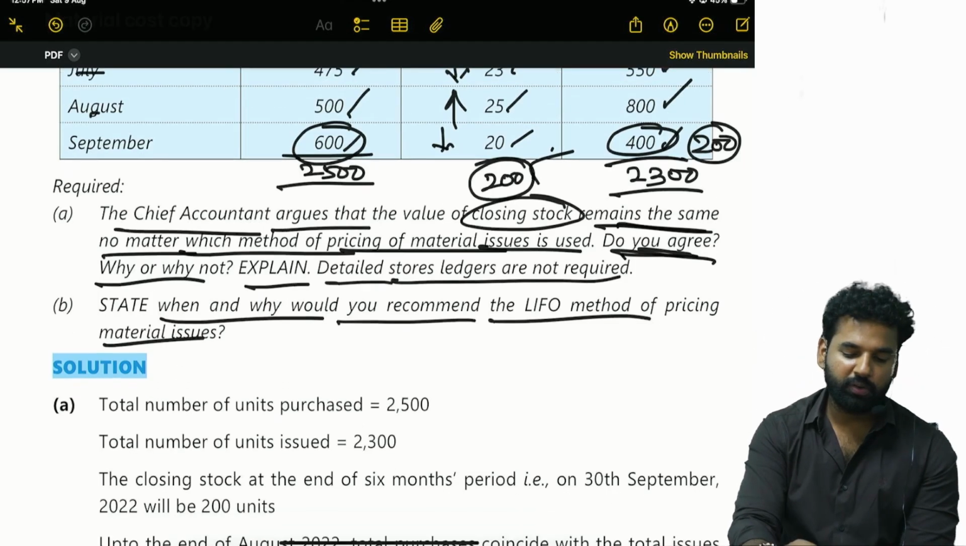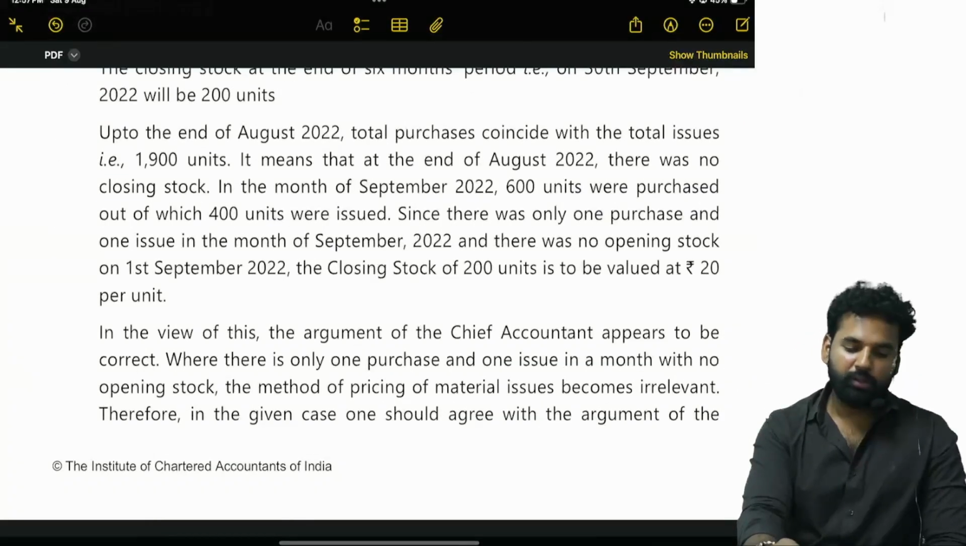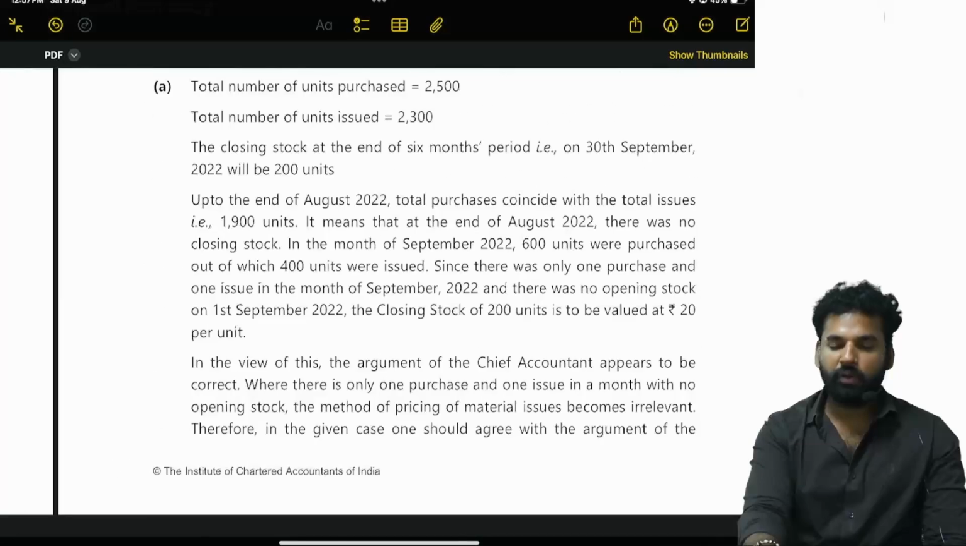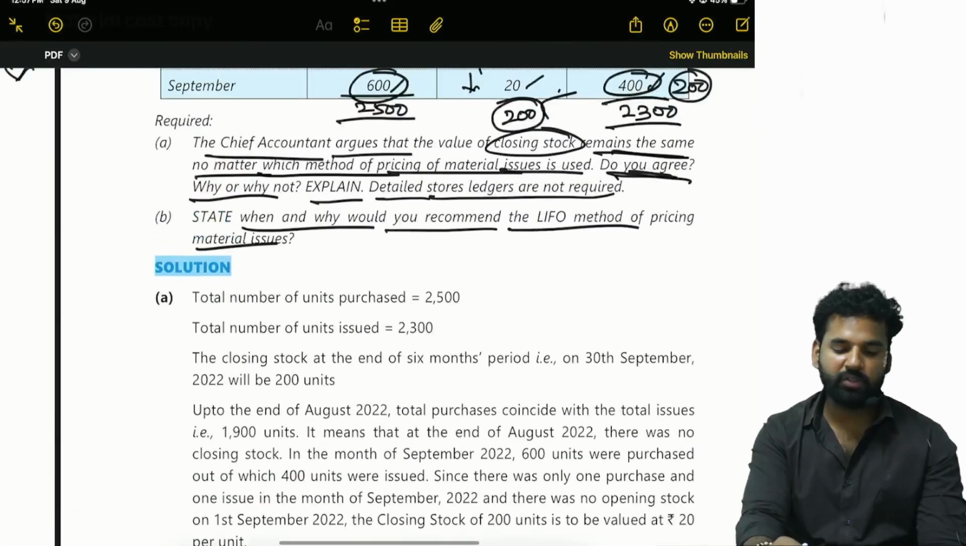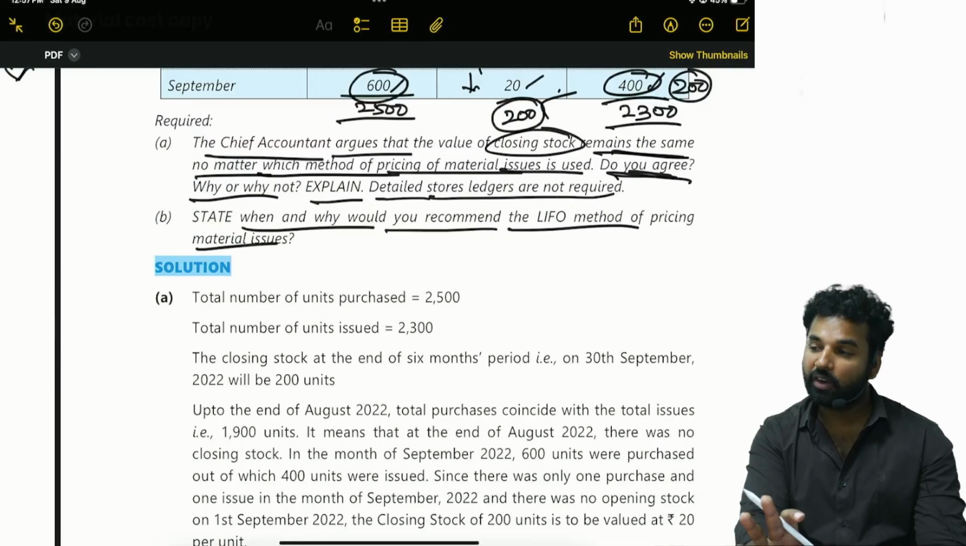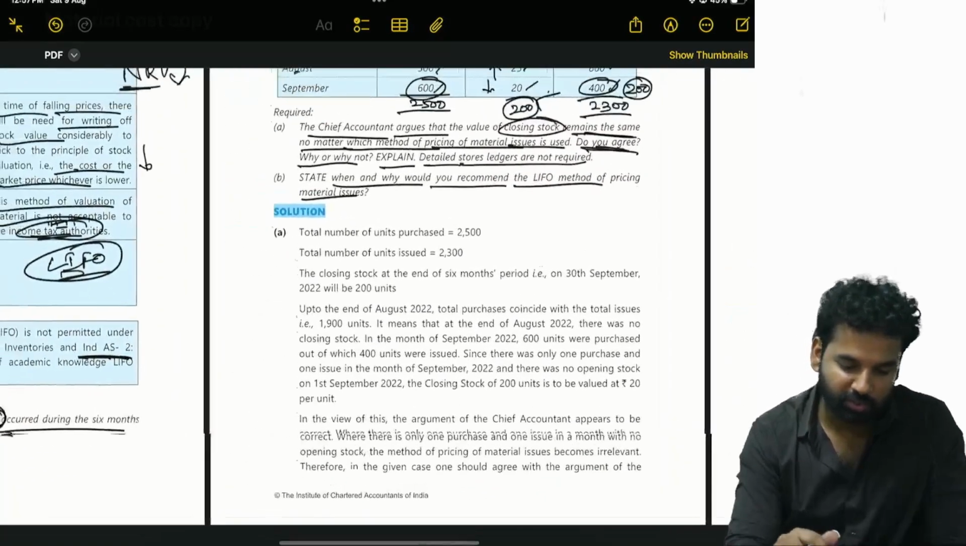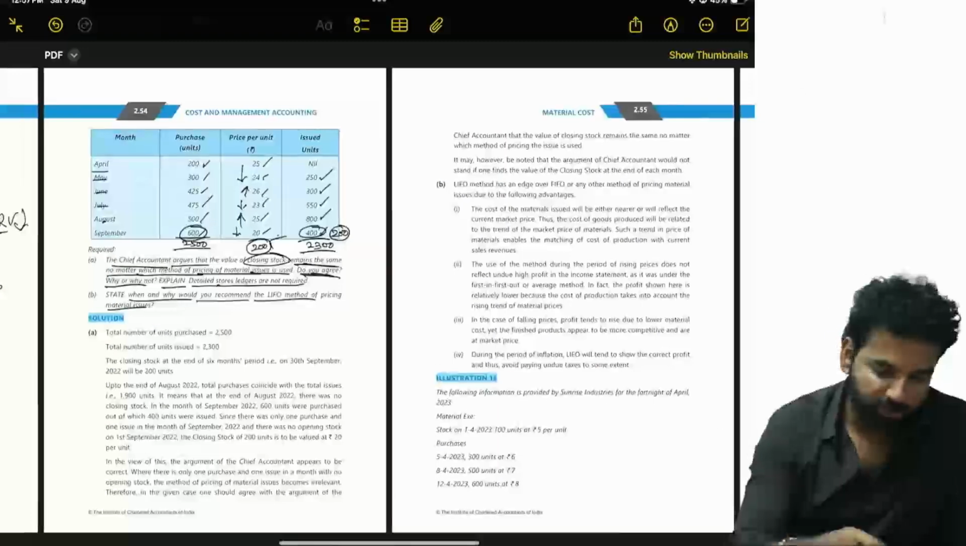Okay. So now you tell me. You can go for a stores ledger. A detailed stores ledger is not necessary for the answer, but in order to understand, a stores ledger is necessary. Okay. So prepare a stores ledger.